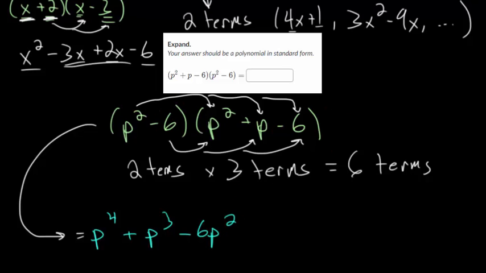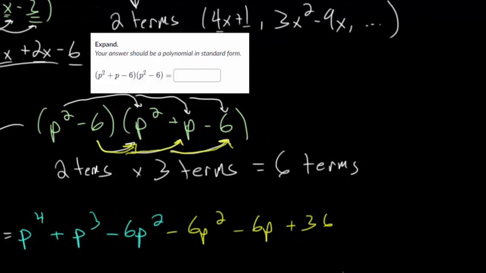And now we go to the minus 6. So let me change colors for this. So this minus 6 is now going to distribute to all 3 of the terms as well. And so we get minus 6p squared, minus 6 times p, so minus 6p, and minus 6 times minus 6, which would be positive 36.